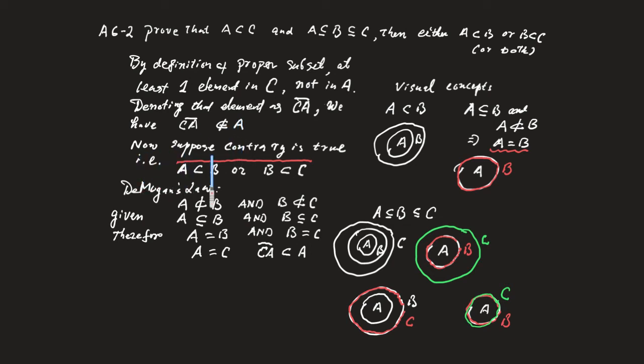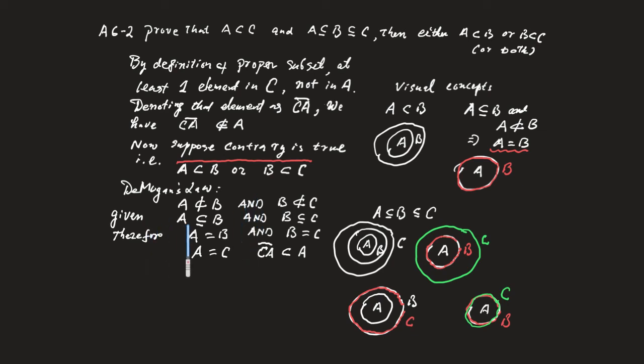Now suppose the contrary is true. What is the contrary? That the statement is not true, which means that A is a proper subset of B or B is a proper subset of C is not true. I'm going to prove it by contradiction. By De Morgan's law, the negation of this statement or that statement equals A is not a proper subset of B and B is not a proper subset of C. Here it is an AND due to De Morgan's law.